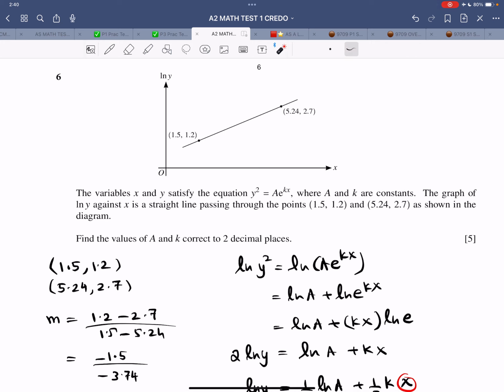Question number 6. What is this all about? This is the linear law. We have ln y, we have x, and we have 2 points. They are related by this equation, where a and k are constants. Find the values of a and k correct to 2 decimal places.